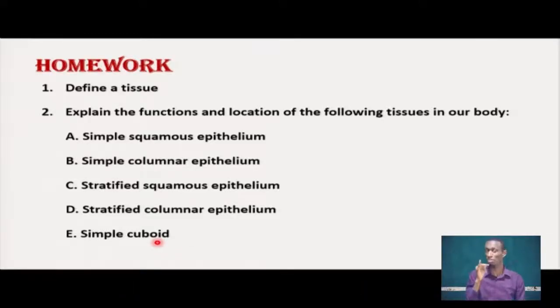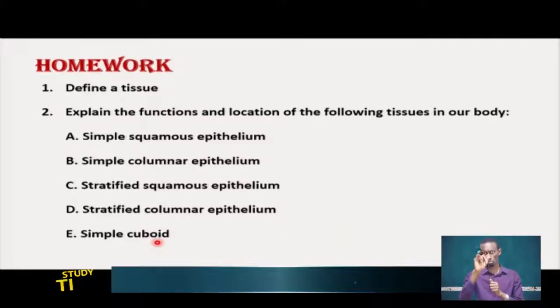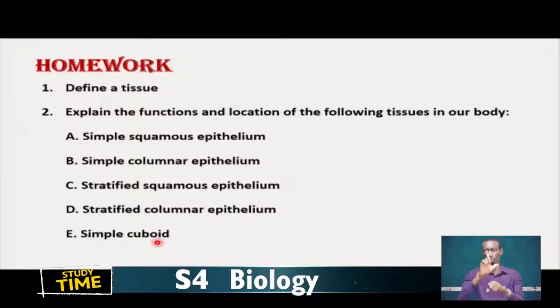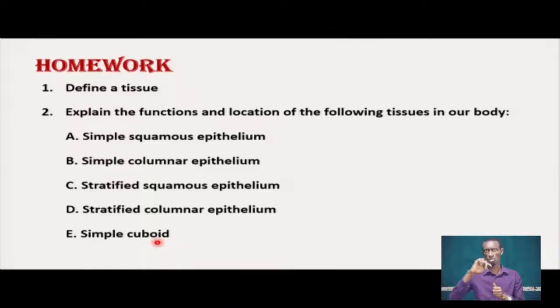Remember, when we talk about simple, we mean one layer. When we talk about squamous, we mean flattened cells. When we talk about stratified, we mean multiple layers. When we talk about columnar, we mean elongated cells. Then when we talk about cuboidal, we mean cube-shaped cells. So make sure you have mastered those terms.